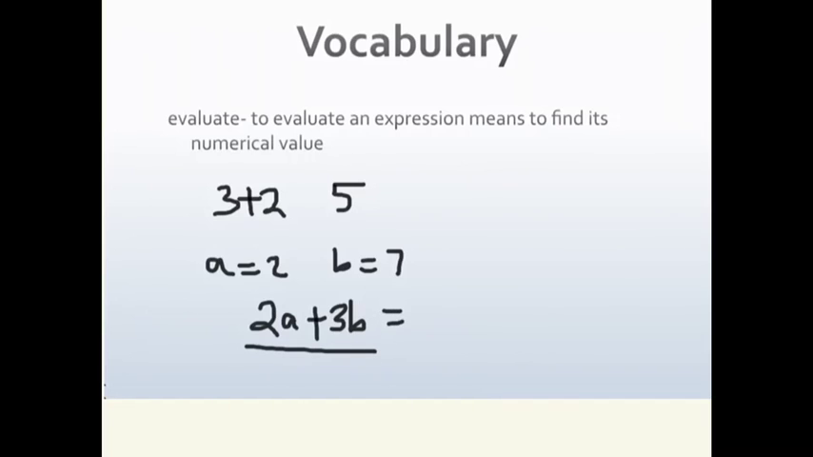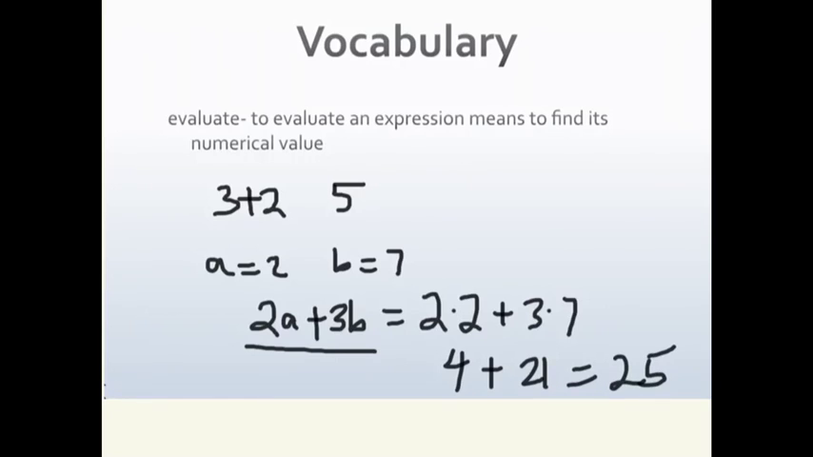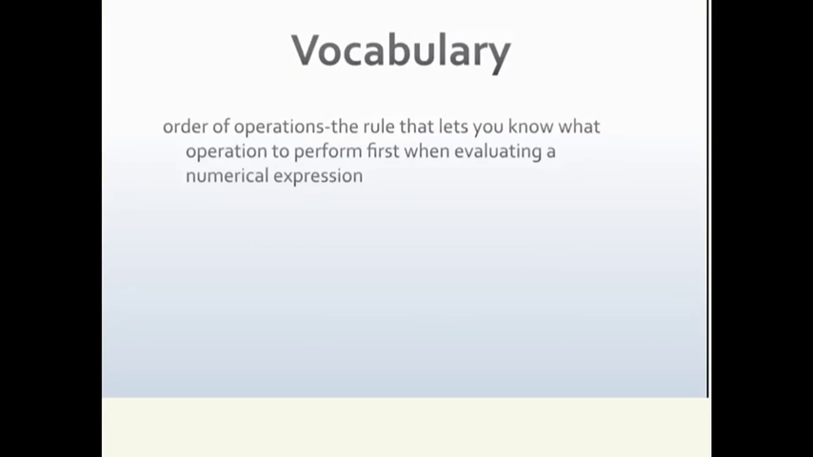Simply put, I would substitute. I'd do 2 times 2 plus 3 times 7. Obviously, we'll talk about order of operations, but I have to do my multiplication first, if you remember order of operations from before. And then I'm going to add 4 plus 21, and my answer is 25. So to evaluate simply means to give a numerical value for an expression.